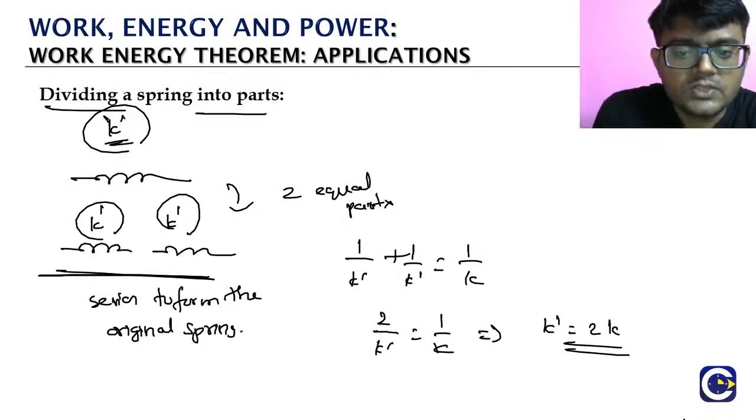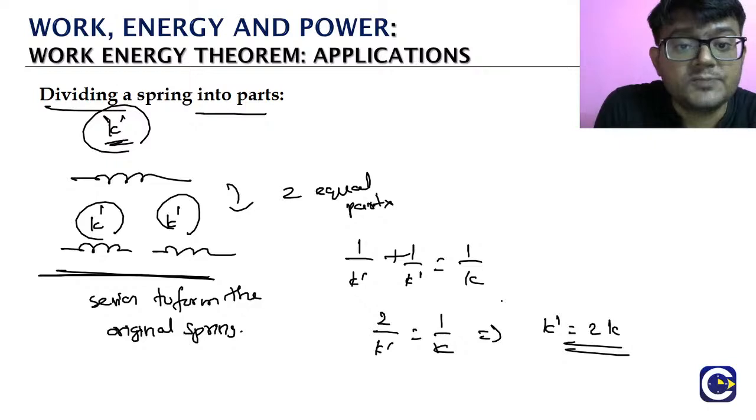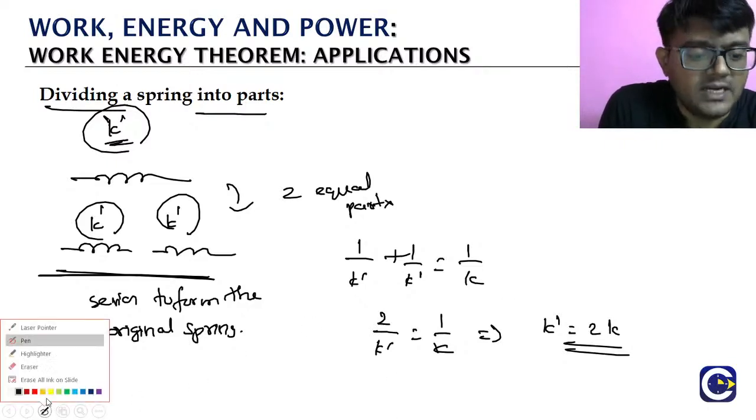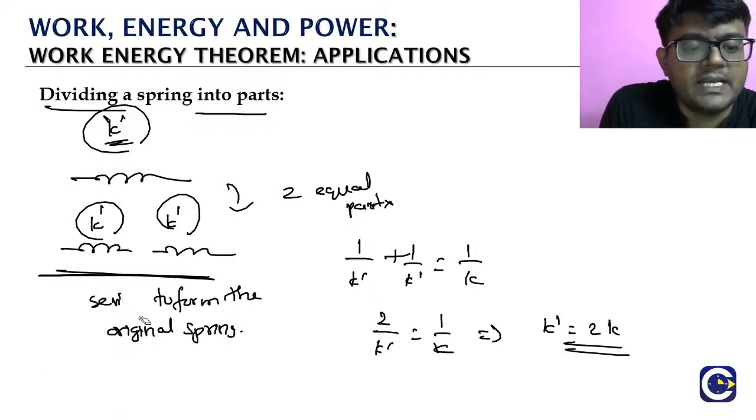Okay, so this is how dividing the spring works. We can generalize this. Now, what will happen if we divide it into 3 parts?